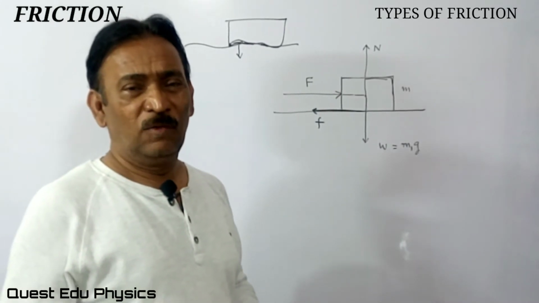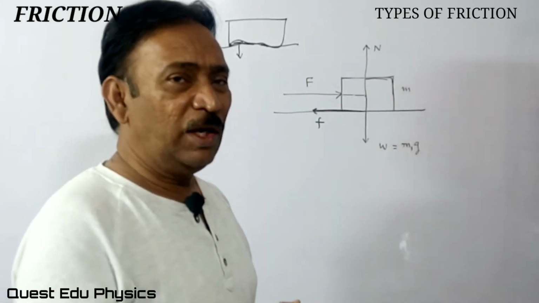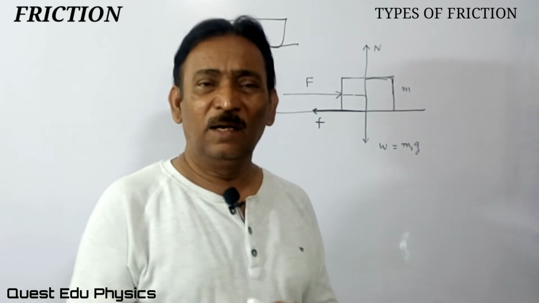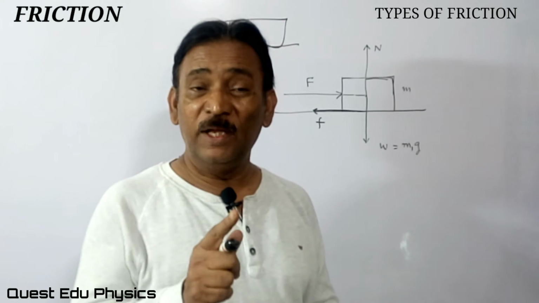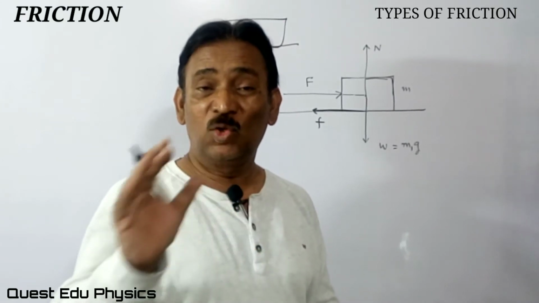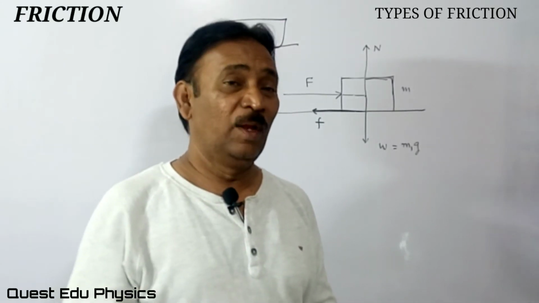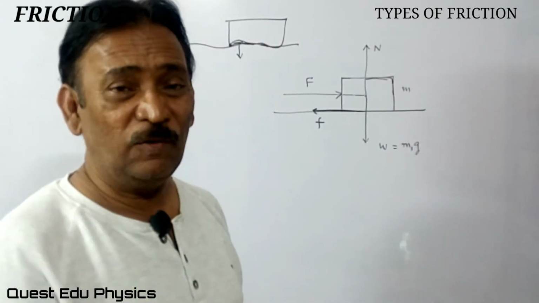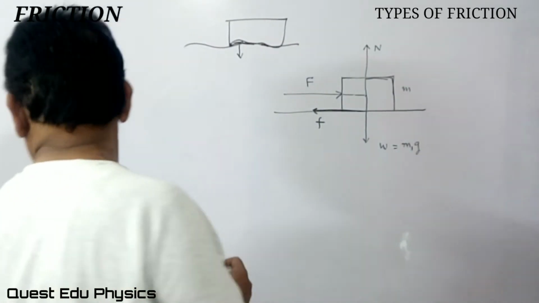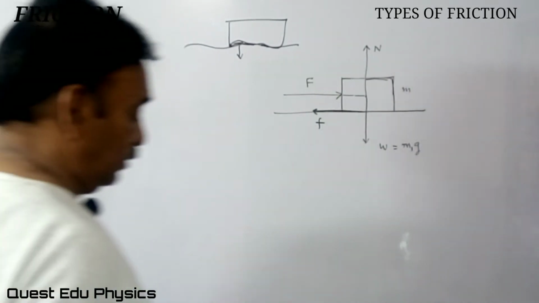Okay, students, friction is due to the irregularity of the surfaces, and friction develops only when one body tends to move over another body. When a body is resting over another body, there is no presence of frictional force. Let's see about the types of friction.